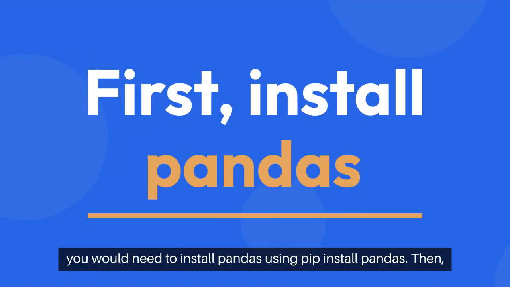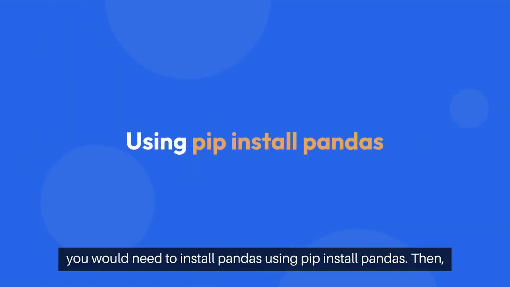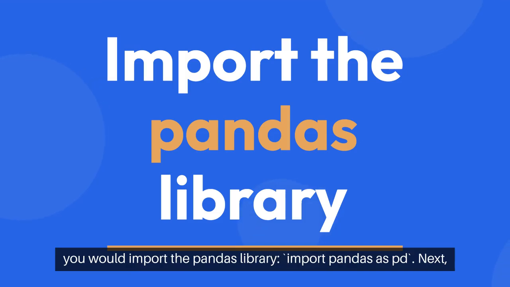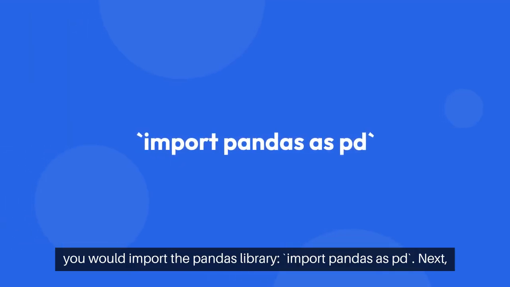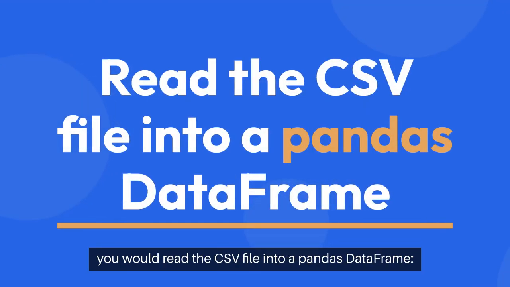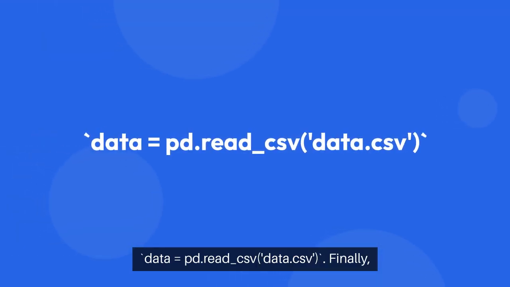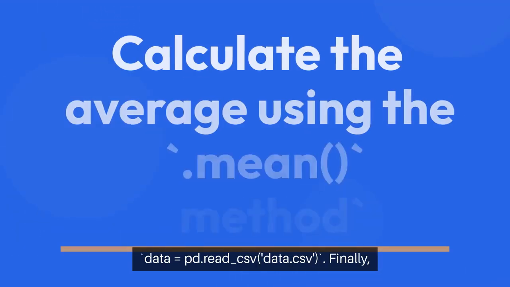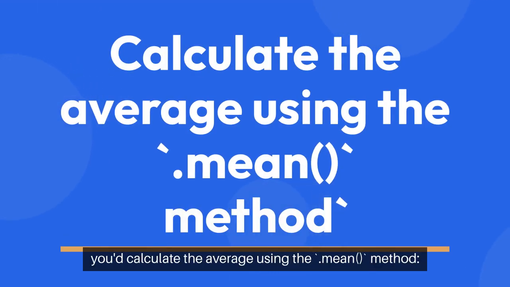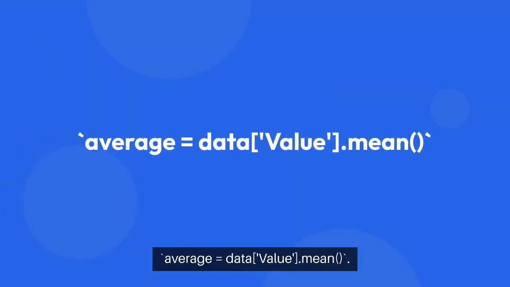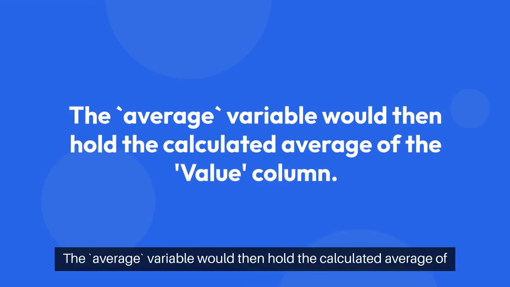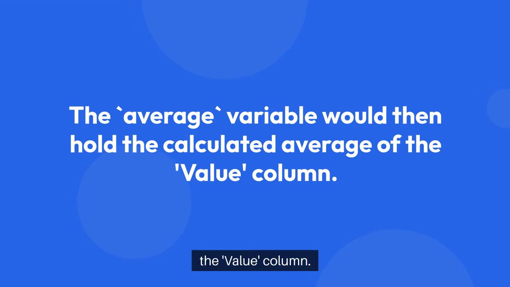First, you would need to install pandas using pip install pandas. Then, you would import the pandas library: import pandas as pd. Next, you would read the CSV file into a pandas data frame: data = pd.read_csv('data.csv'). Finally, you'd calculate the average using the mean method: average = data['value'].mean(). The average variable would then hold the calculated average of the value column.